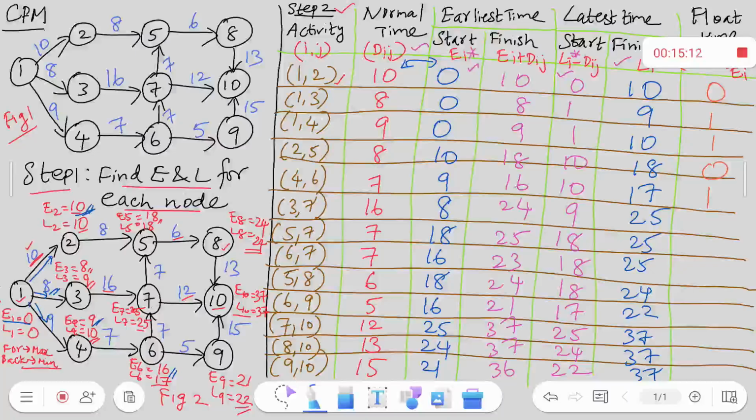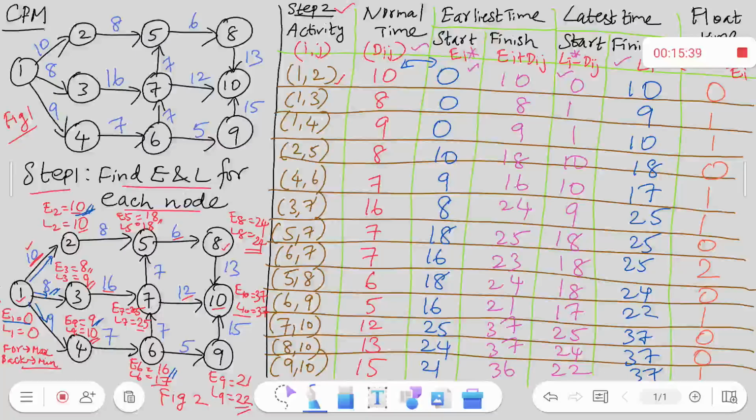Then again 9 minus 8 is 1. 18 minus 8 is 0. 18 minus 16 is 2. 18 minus 18 is 0. 17 minus 16 is 1. 25 minus 25 is 0. 24 minus 24 is 0. 22 minus 22 is 0. So, we have calculated the earliest start time, latest finish time, normal time and float values.